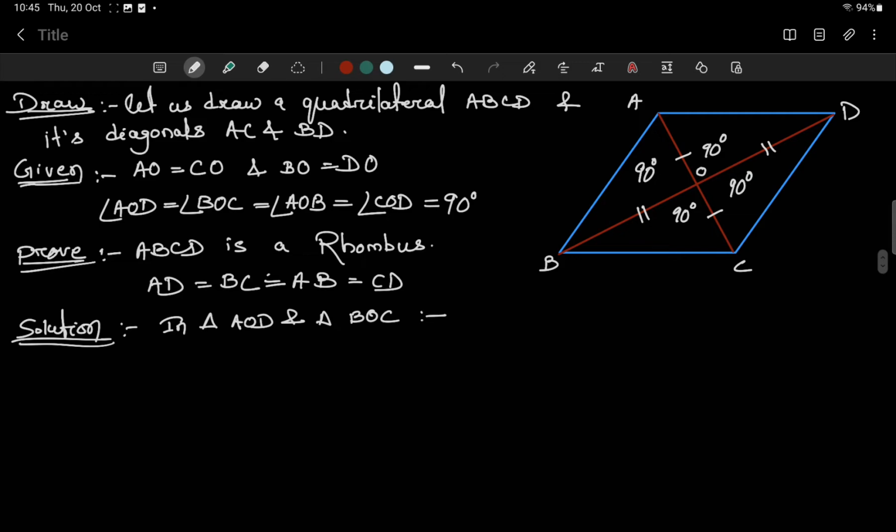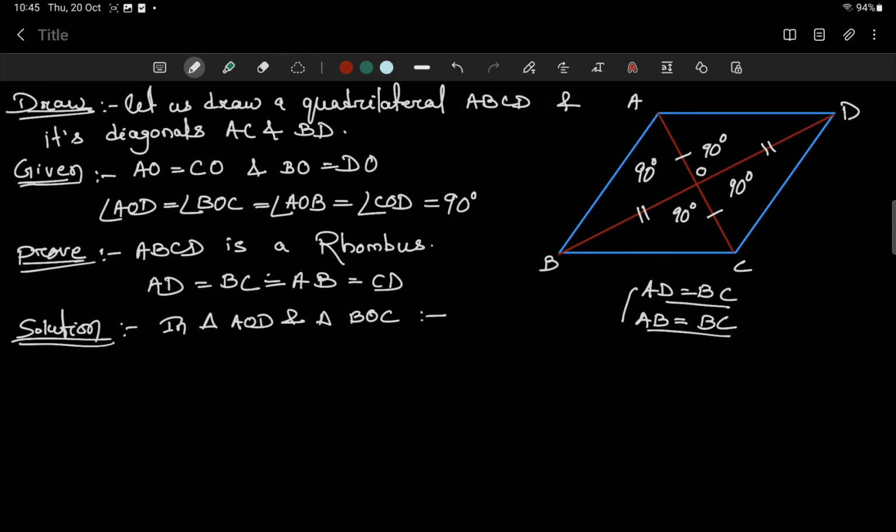Okay, in triangle AOD and BOC, first we will prove that AD equals to BC. Then we will prove that AB equals to CD. Okay, see, AD equals to BC, AB equals to CD, that means AD equals to AB also. Hence we can prove that this is a rhombus. So twice you have to make the triangles congruent.